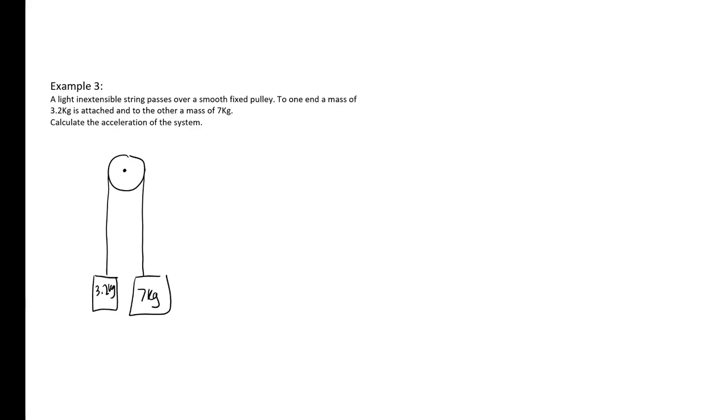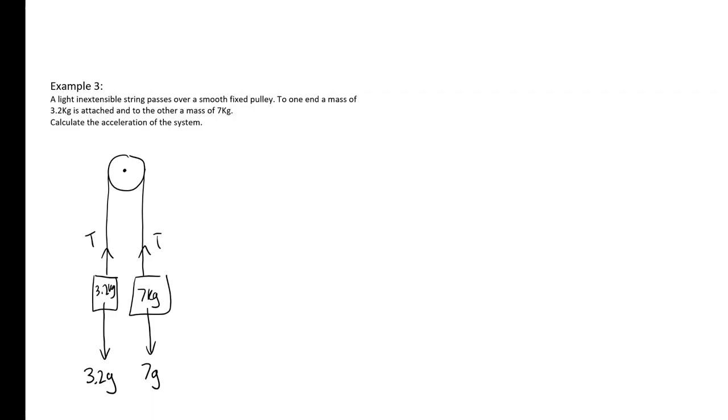Second step is always to add the forces. As both of these objects have mass, they also have weight acting on them: 3.2g for the one on the left and 7g for the one on the right. They're both attached to a string, so they both have a tension acting on them. The tension is the same because the pulley is smooth. So that's step 2, adding in the forces.